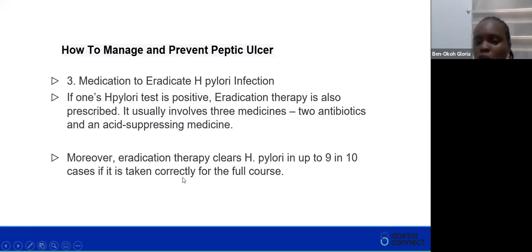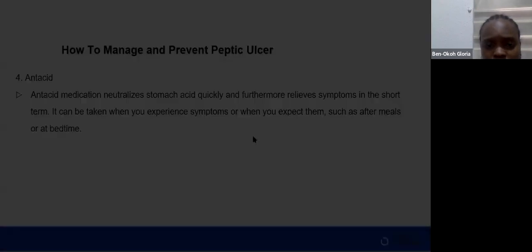And the good news about this H. pylori infection, like I said, is that there are medications that can be used to eradicate it. Depending on an individual's peculiar need, the eradication can clear this infection in about 9 to 10 cases if it is taken correctly for the full course. This is very important, it has to be taken correctly for the full course. And the full course can last about 10 to 14 days. Most of the times you see people just take it for a very short amount of time and then they can have recurrence. So it's always good to adhere to any length of duration that you are advised to take medications for.